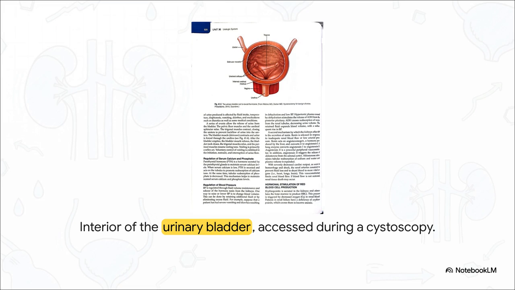When a provider looks inside the bladder during an invasive procedure, like a cystoscopy, they use a lighted instrument threaded right through the urethra. You can see the trigone here, the detrusor muscle, and the ureteral orifices. This is exactly the area they're scoping out for any abnormalities, blockages, or tumors.